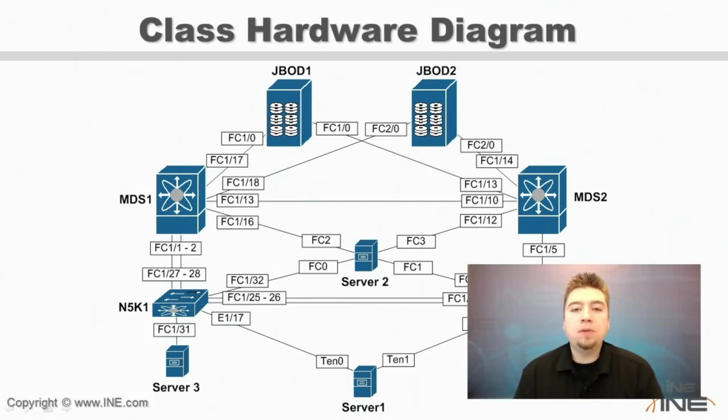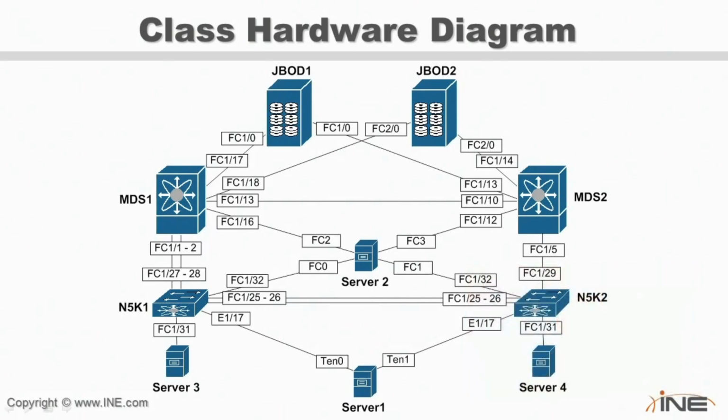So next we're going to look at the specific hardware topology that we are going to be using this week. It's mainly going to be made up of 2 Nexus 5Ks, 2 MDS switches, and 2 storage arrays, or 2 JBODs, that we are then addressing from multiple different types of servers. So we're going to have Fibre Channel attached servers. There's server 2 in the middle that's attached to all 4 switches at the same time, so it can do redundancy, like failover. If one of its links goes down, it can fail over to another switch.